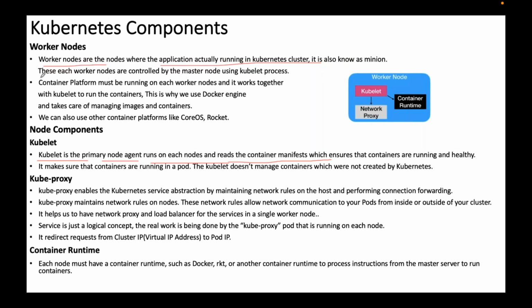So we call these worker nodes or slaves, or sometimes minions. All are the same: Kubernetes worker node, Kubernetes slave, Kubernetes minion. These nodes are controlled by the master using what? As I already told, by the kubelet, the agent.